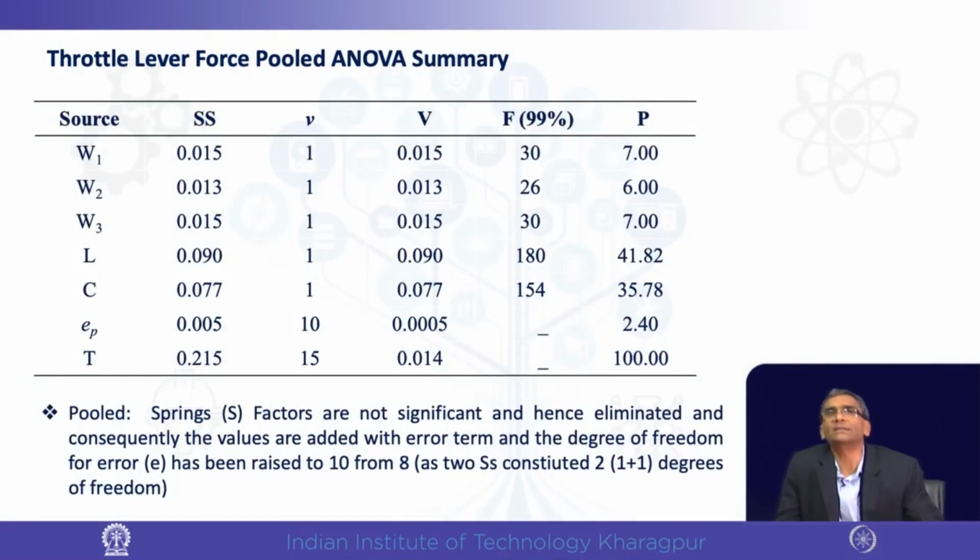And so we are removing the springs aspect of the thing, and we come to this new table. Here we recalculate and we find that the error, by combination, has gone up from 1.4 to 2.4, but we are now better focused with the dimensions and can see what is happening here, because we have merged the springs with the error term.